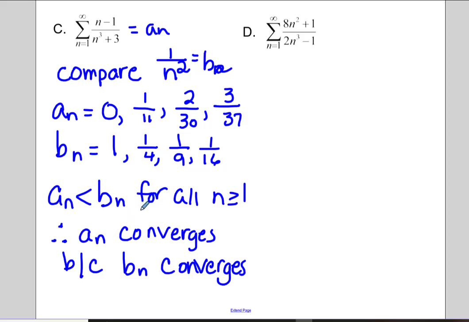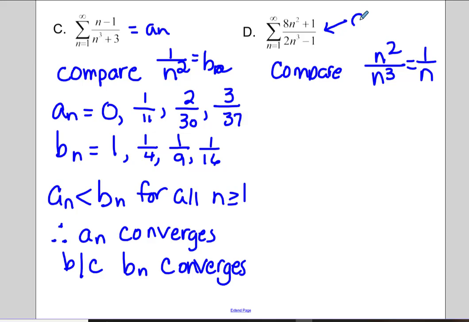In part D, sort of the same thing: in 8n squared plus 1, at infinity the plus 1 doesn't do anything. 2n cubed minus 1 won't affect infinity either. So we could think about comparing n squared over n cubed, and that would simplify down to 1 over n. This is our a sub n, and this is going to be our b sub n. But b sub n is the harmonic series.